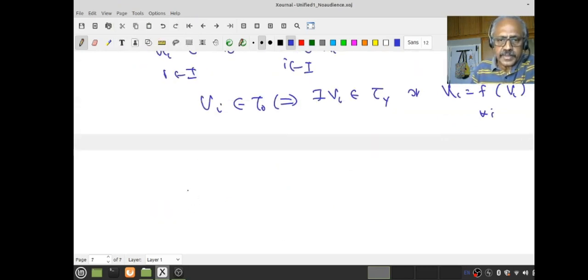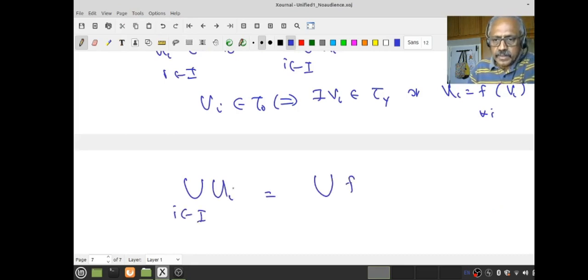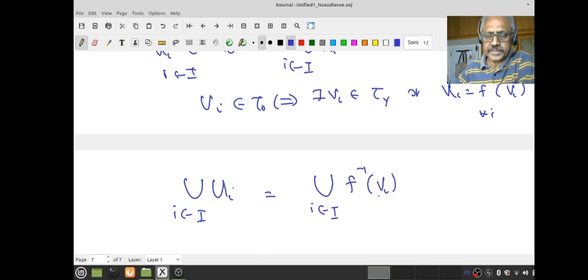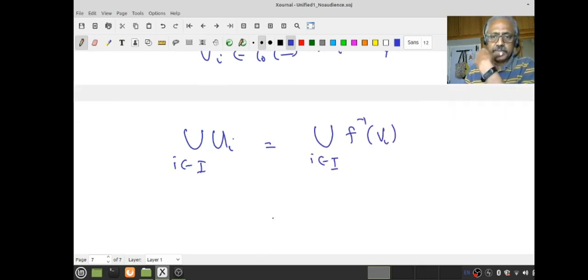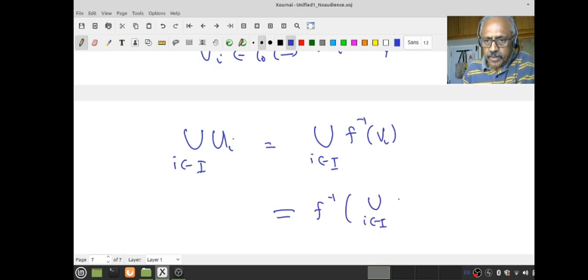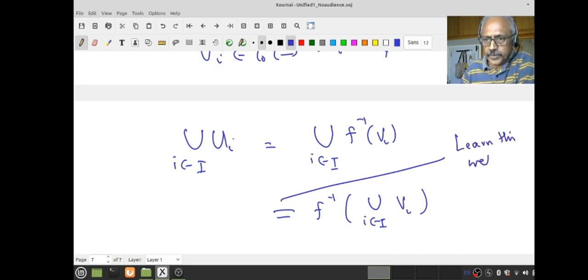Now what is the union of U_i? Therefore, the union of U_i, i in I, is nothing other than the union of f inverse of V_i, i in I. Is it clear? Because each U_i is f inverse of V_i for some V_i. Now, this is the place where we are using that inverse images behave well with respect to set theoretic operations. This is the same as f inverse of the union of V_i, i in I. Learn this well, from my video.